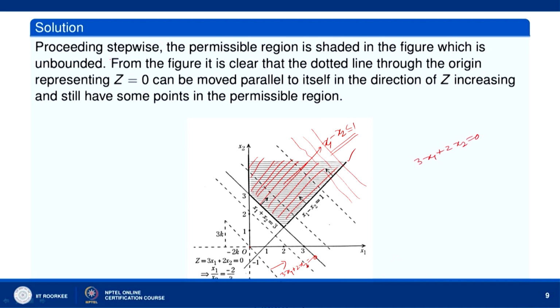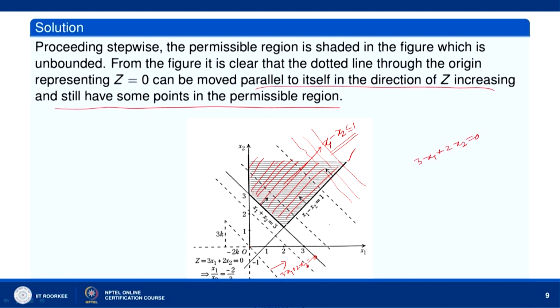So, proceeding step by step, the permissible region is shaded in the figure, which is unbounded. From the figure it is clear that the dotted line through the origin representing z equal to 0 can be moved parallel to itself in the direction of z increasing and still have some points in the permissible region. You can go on drawing, you will always have points in the permissible region. So, there is no end to this sort of parallel lines.